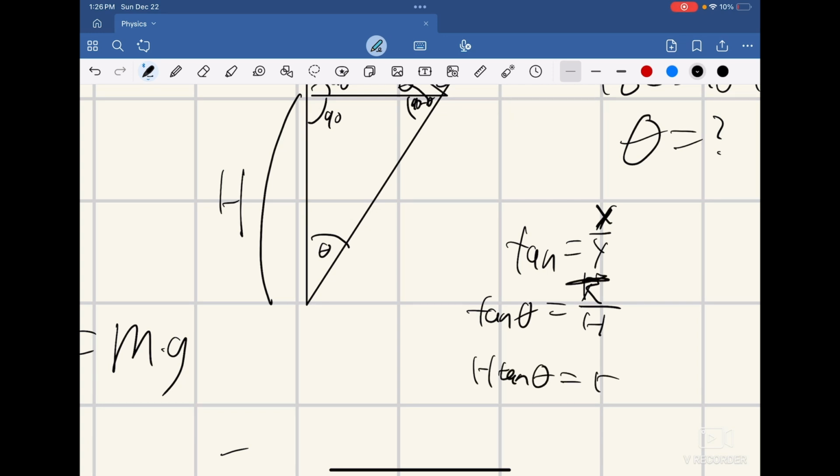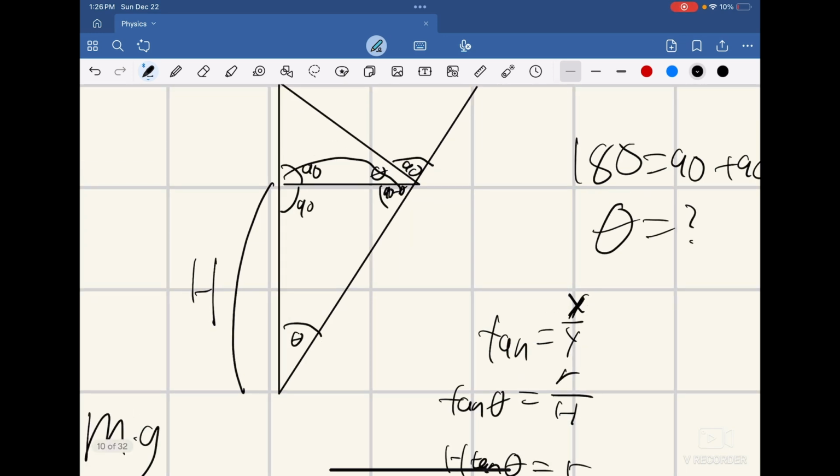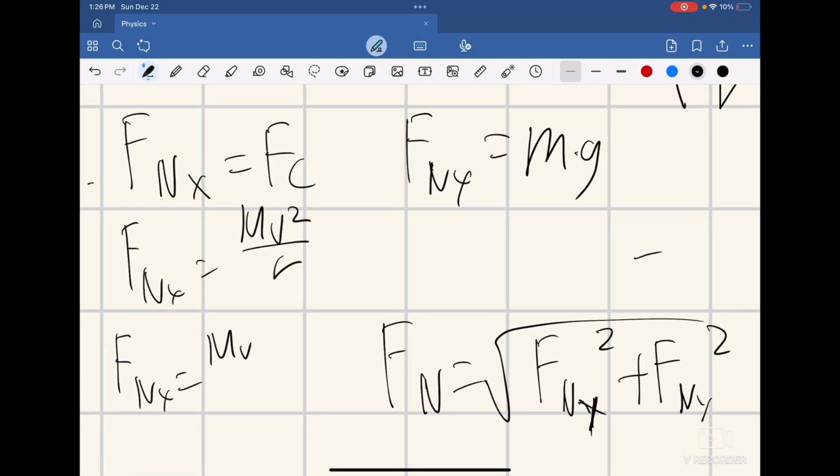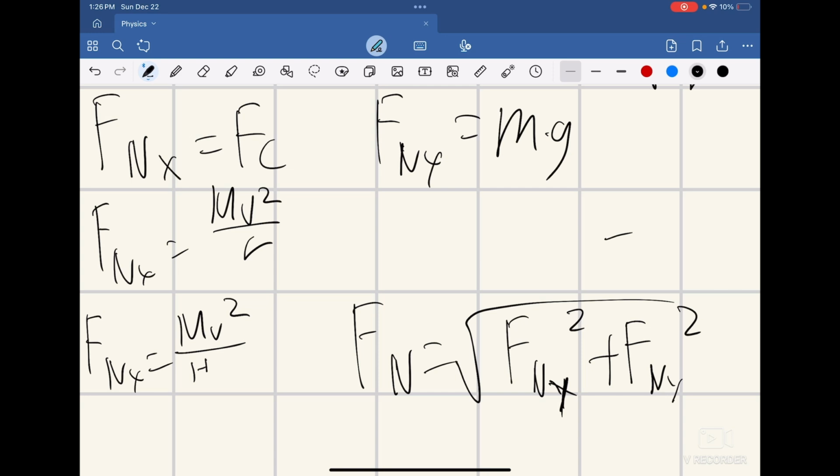Oh, that should be lowercase. These should be lowercase, right? So we got the value for r, and we can just plug that back in right here. So we got Fn of x is equal to mv squared over h tan theta.